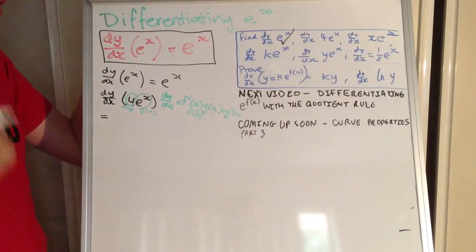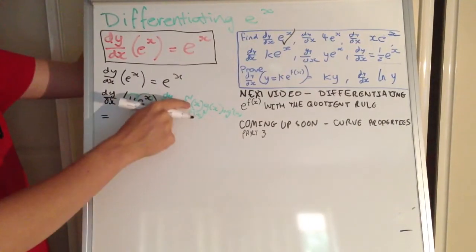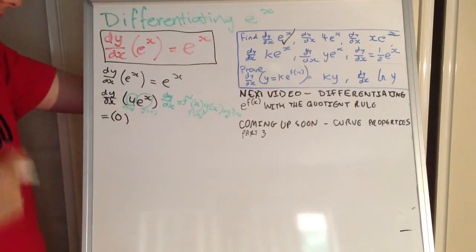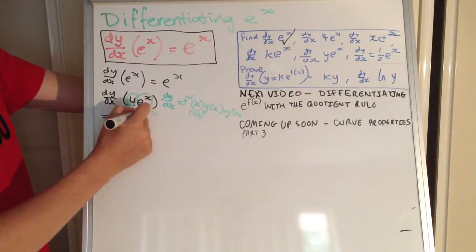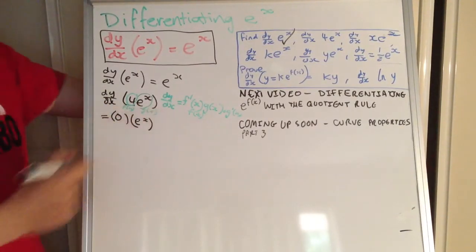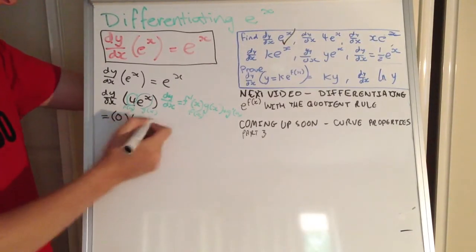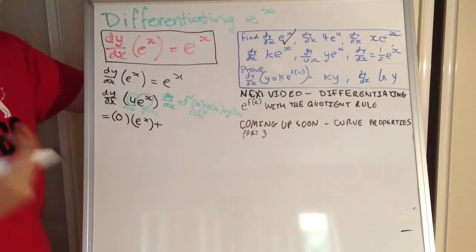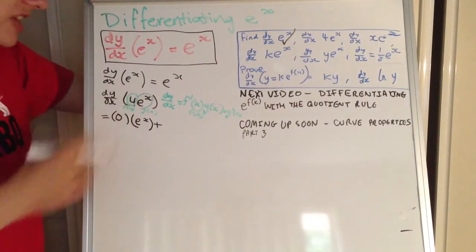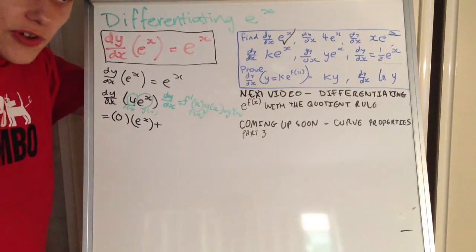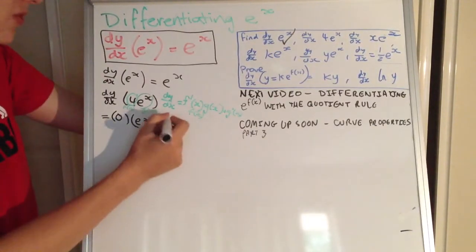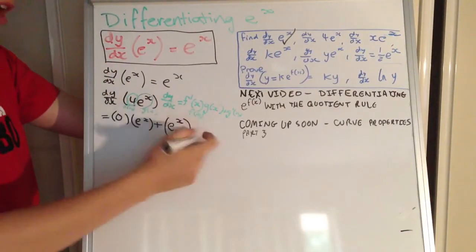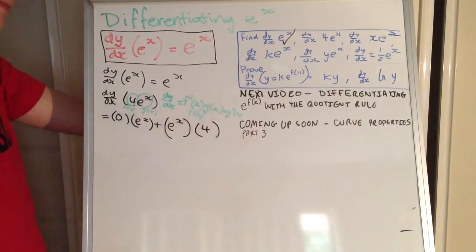So the dy over dx of 4e to the x. Well, the derivative of a constant is the very first thing, and the derivative of a constant is 0. Then we multiply that by e to the x, because it's just the second function as is. And then it's plus, and we take the g prime of x. So what's the derivative of e to the x? Because that's our g of x. And the derivative of e to the x is, of course, itself. Pretty cool stuff. And then we multiply it by the f of x as is.